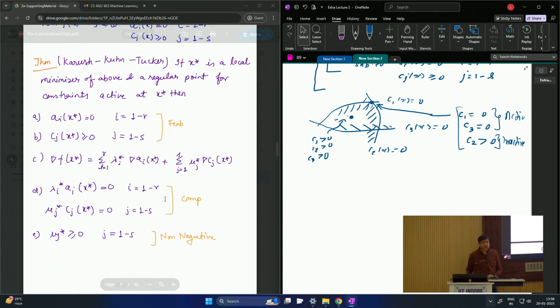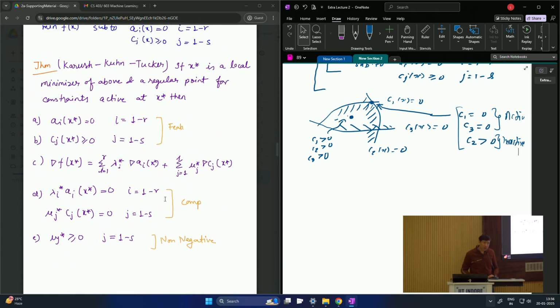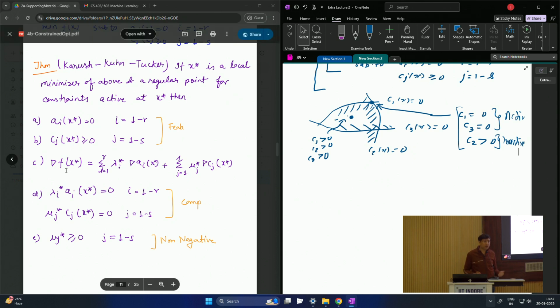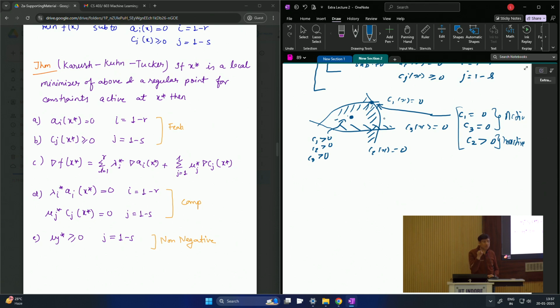So now let's try to read those 5 conditions. Again, we are not doing the proof for this. You should be able to apply this, which itself is a little challenging. So what are the first A and B conditions? A and B are just satisfying the constraints, right? Ai of x star equal to 0, Cj of x star greater than or equal to 0, which means that you are inside the feasible region. Feasible region is where the constraints are valid. Is that okay?